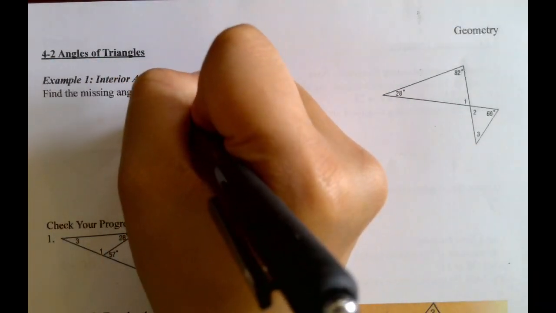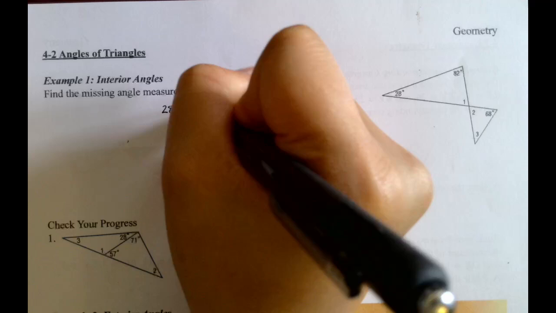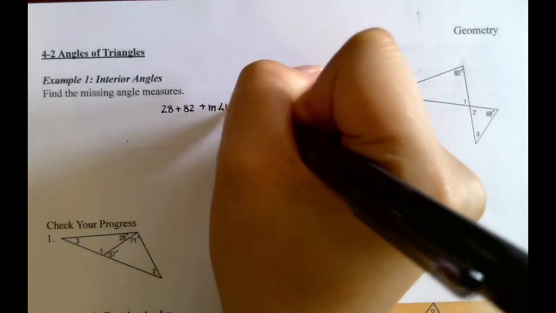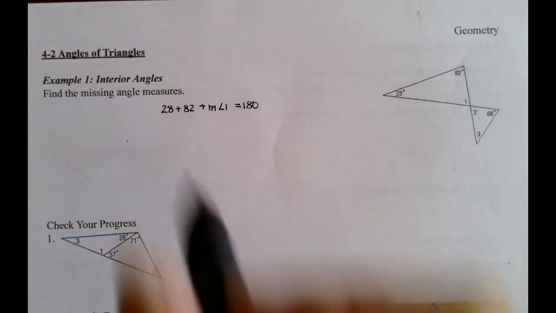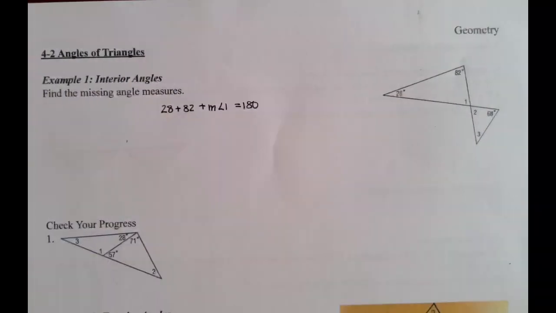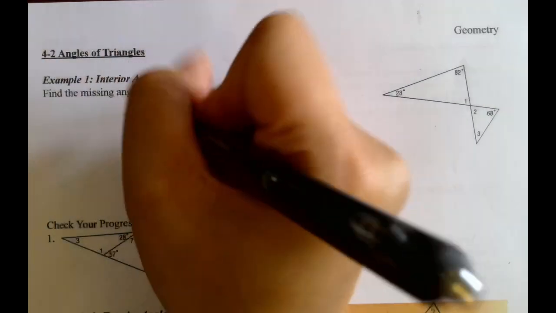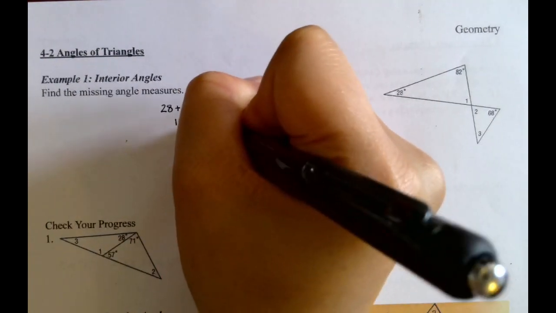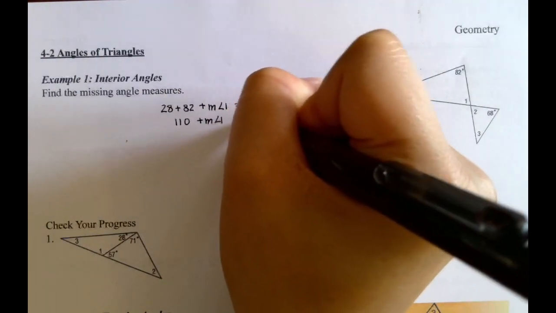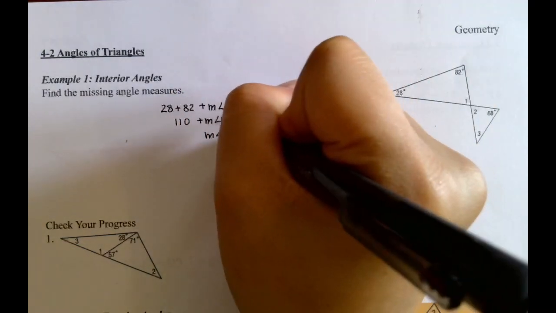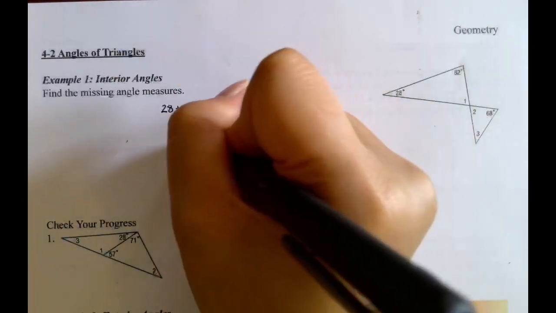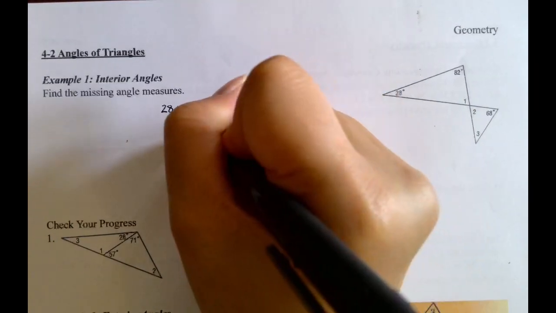So 28 degrees plus my 82 degrees plus the measure of angle 1, since it forms this triangle, should be 180 degrees. That's the triangle angle sum. So 28 plus 82 is 110. And then subtract 110 on both sides using the subtraction property of equality, and this gives me 70. So the measure of angle 1 is 70 degrees.